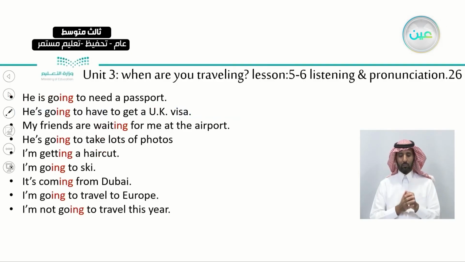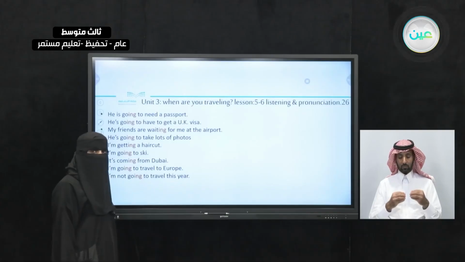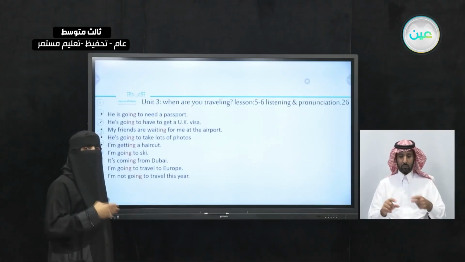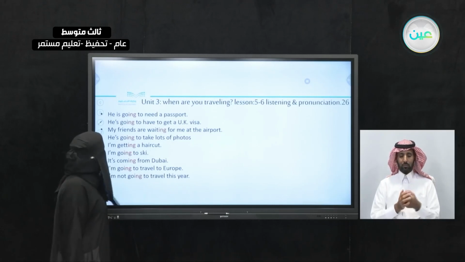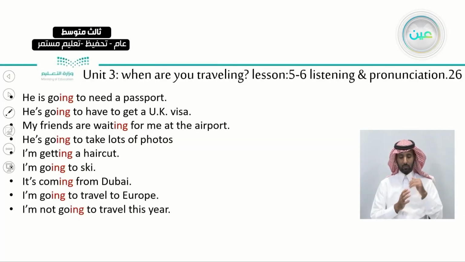Okay? Here we have more sentences. We can practice how to pronounce the ing. Okay? He's going to need a passport. He's going to have to get a UK visa. My friends are waiting for me at the airport. Try to repeat after me. He's going to take lots of photos.